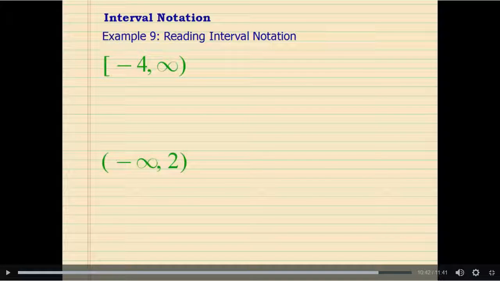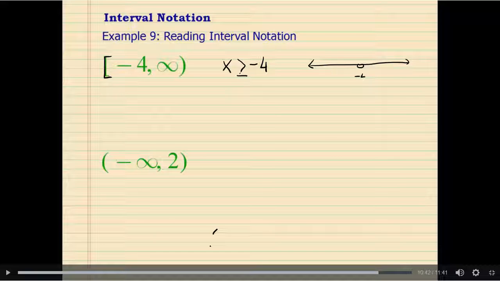Now we are going to look backwards and write the inequality from interval notation. On the first example, we have a square bracket indicating that our number is included. The critical number in this case is -4, and that number is included, and our x values are starting from -4 and going up. So all the x values are greater than or equal to -4. If we were to graph that, here is -4, the critical number that we are looking for, and it's going to go up.